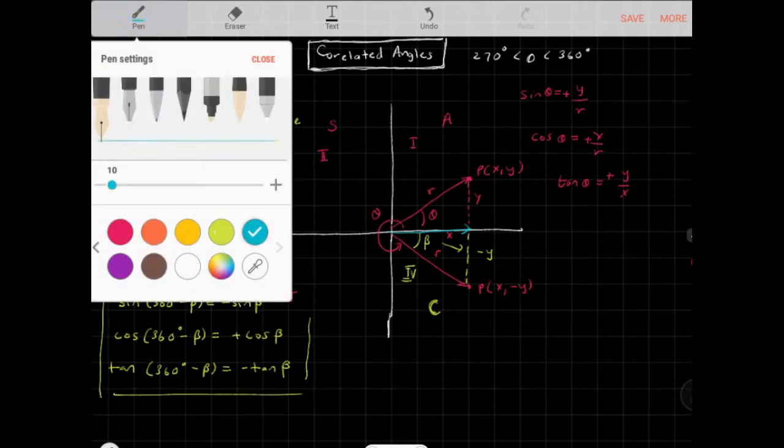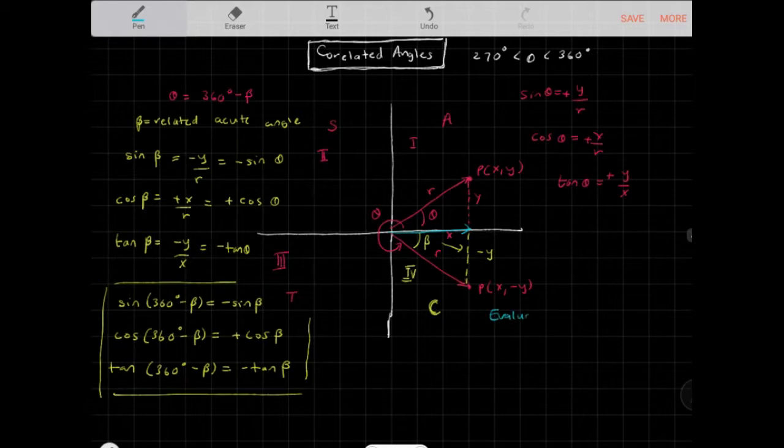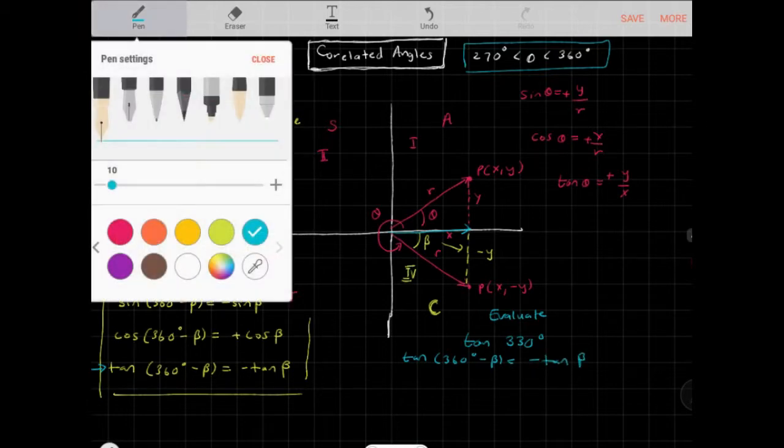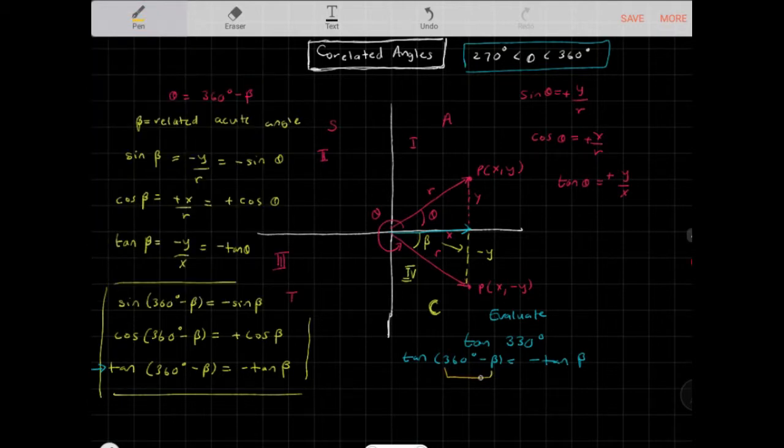Now how we use this is, let's say that we want to evaluate, well, let's actually do a different one. Let's do tangent 330 degrees. Okay, so 330 degrees is between 270 and 360, so it's in the fourth quadrant. If we want to evaluate tangent 330, then basically what we're going to be doing here is utilizing this equation for tan, right? So we know that tan 360 degrees minus beta is equal to negative tan beta. In this case, our value of theta is equal to 330, right? So we know that 360 degrees minus beta is equal to 330 degrees. So therefore, beta should be equal to 30 degrees.